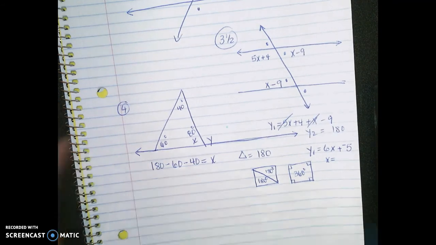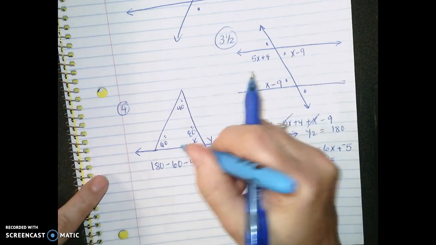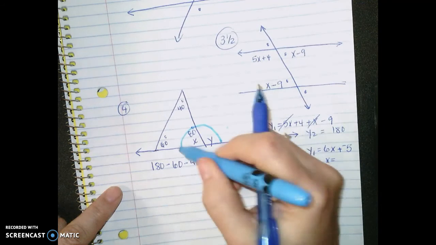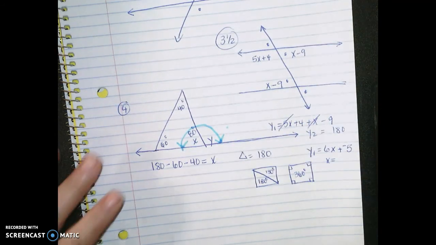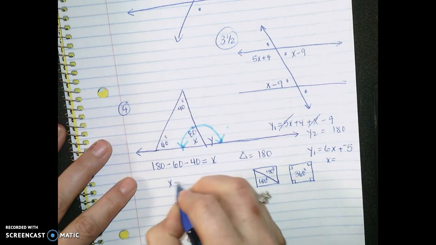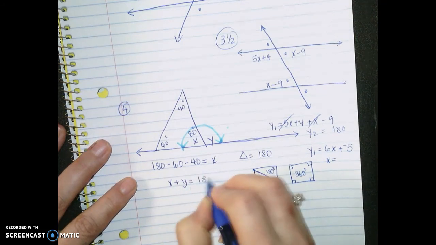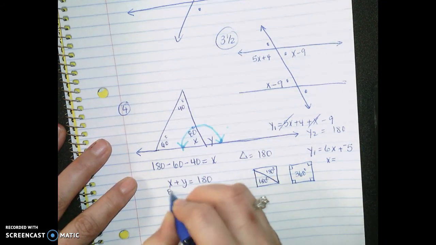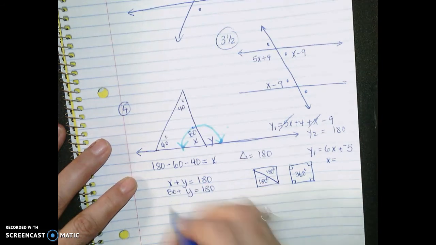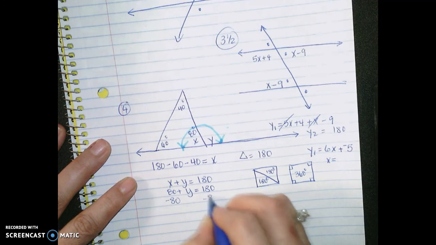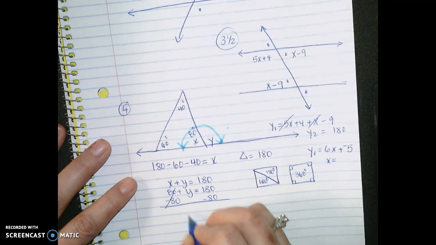How would you find the solution to y? What do you know about x and y? You're right, they make a line. Now line is worth 180 degrees, so that means x plus y equals 180. And if I know x is 80, 80 plus what is 180? Subtract by 80. Y equals 100. Correct.